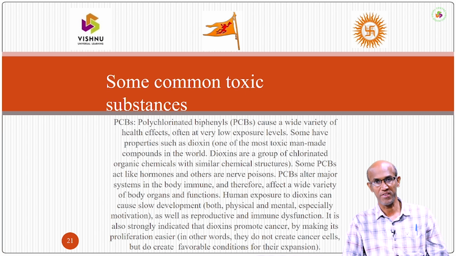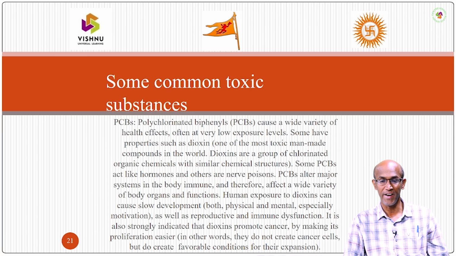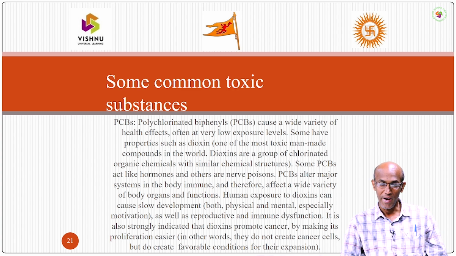Some common toxic substances are PCBs, polychlorinated biphenyls, which cause a wide variety of health effects, often at very low exposure levels. Some have properties such as dioxins, one of the most toxic man-made compounds in the world. Dioxins are a group of chlorinated organic chemicals with similar chemical structures. Some PCBs act like hormones and others are nerve poisons. PCBs alter major systems in the body, such as the immune system, and therefore affect a wide variety of body organs and functions.